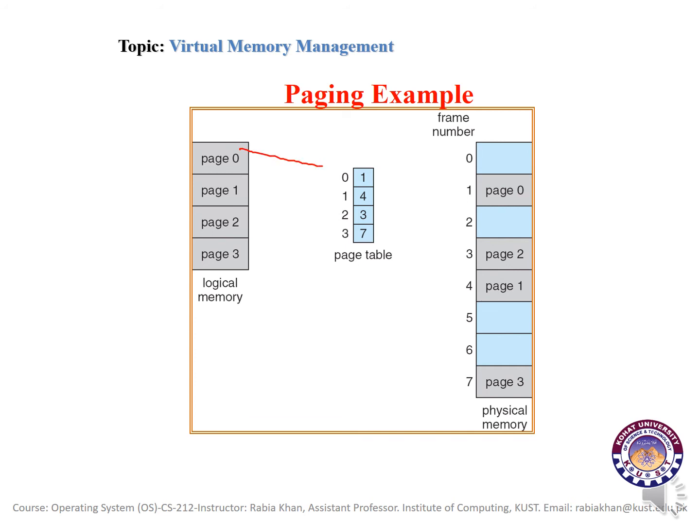You can see this information here. Page number 0 is in frame number 1, page number 1 is in frame number 2, page number 2 is in frame number 3, and page number 3 is in frame number 7. And this is all we see in the page table.